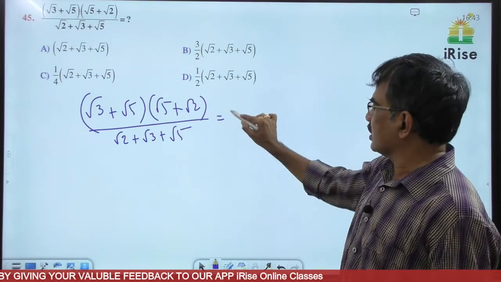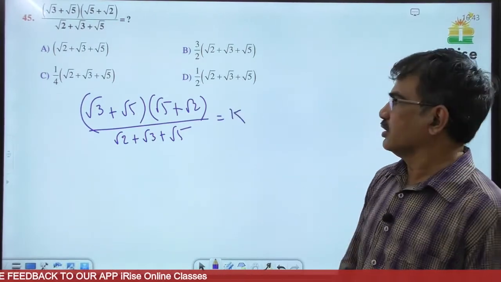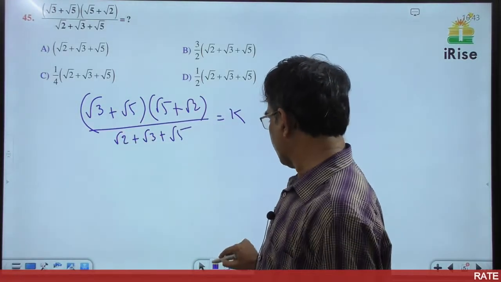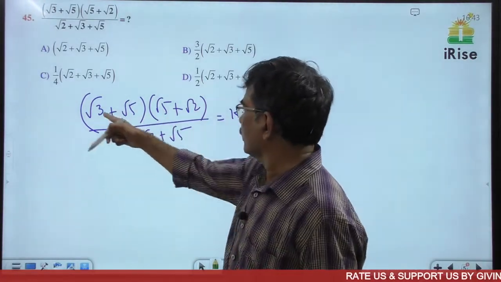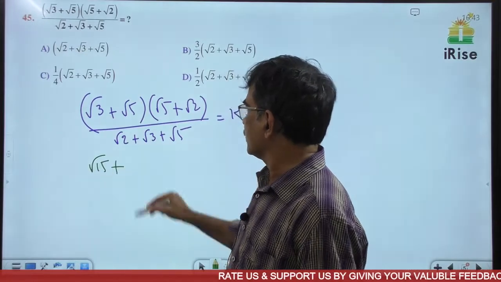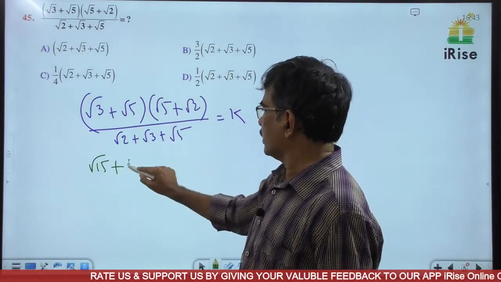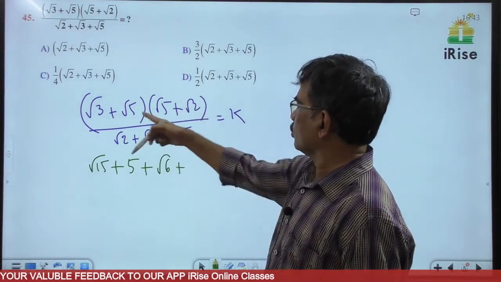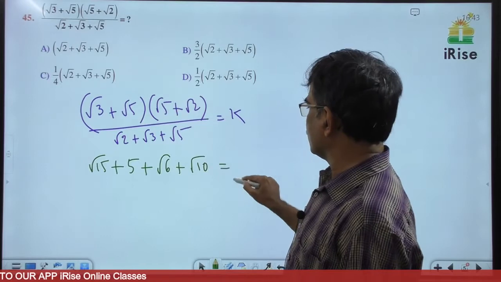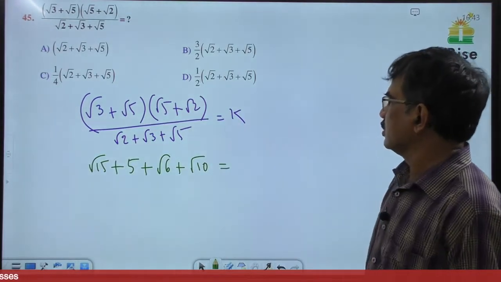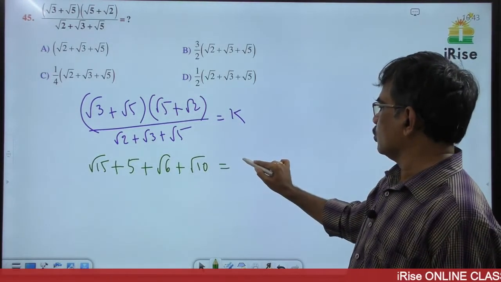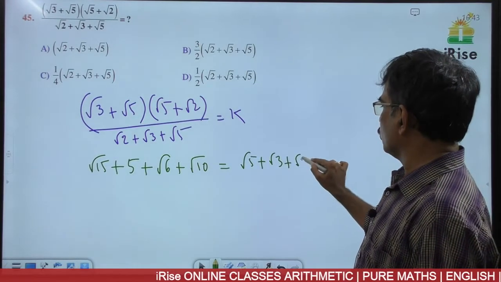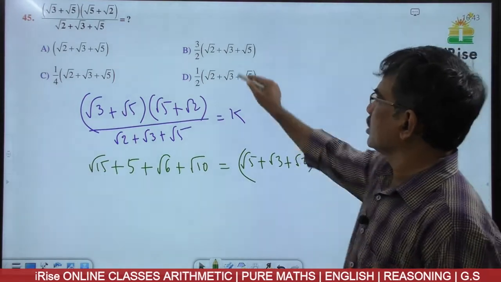So I want to write this as some k. Okay, cross multiply, what do we get? I want to first multiply these two, then this can be written as root 5 into root 3 is root 15. Root 5 into root 5 is 5. Root 2 into root 3 is root 6. Root 2 into root 5 is root 10, is equal to k into root 5 plus root 3 plus root 2. Okay, k must be any of these.